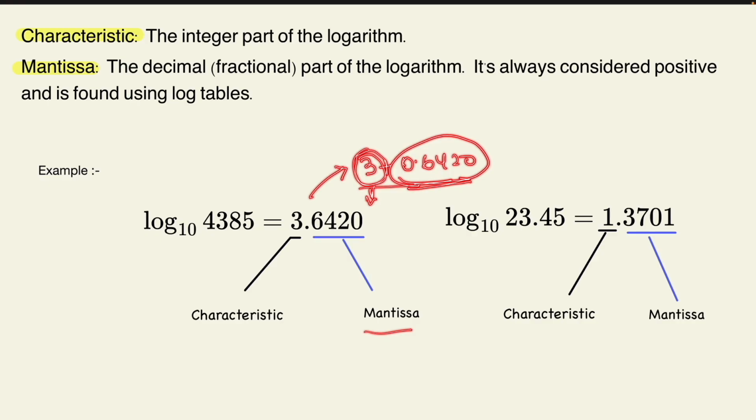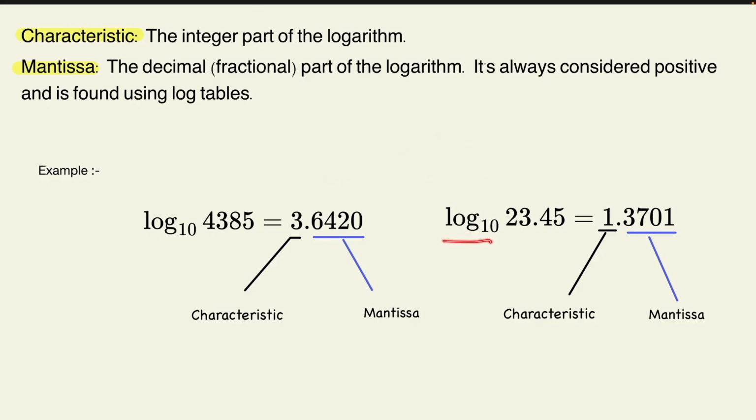Similarly, another example: this is log 10 of 23.65. Its value is 1.3701. What is the 1 here? This 1 is the characteristic and 0.3701 is the mantissa. You can also understand it as 1 plus 0.3701. So 1 is the characteristic and this part is the mantissa.